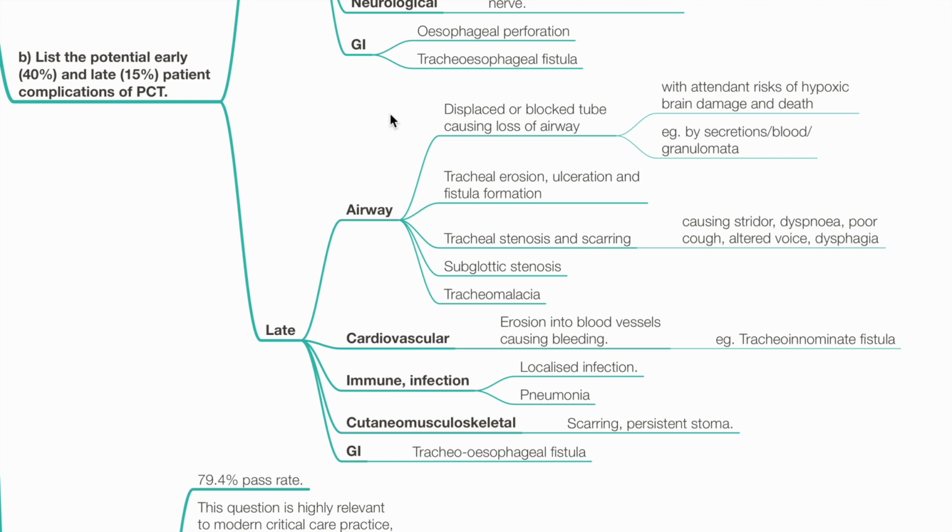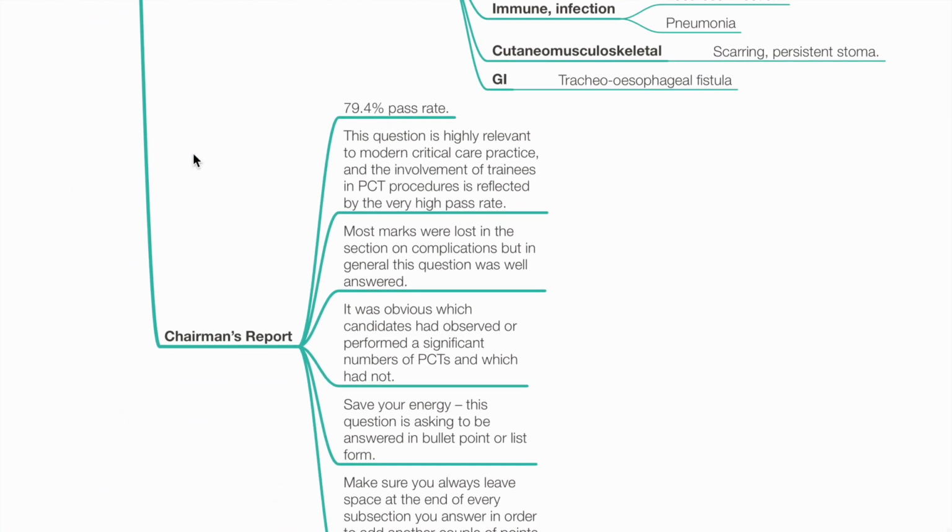Erosion into blood vessels may lead to bleeding, for example, tracheo-innominate fistula formation. Localized infection or pneumonia, scarring and persistent stoma, and tracheoesophageal fistula may occur. This question had 79.4% pass rate.